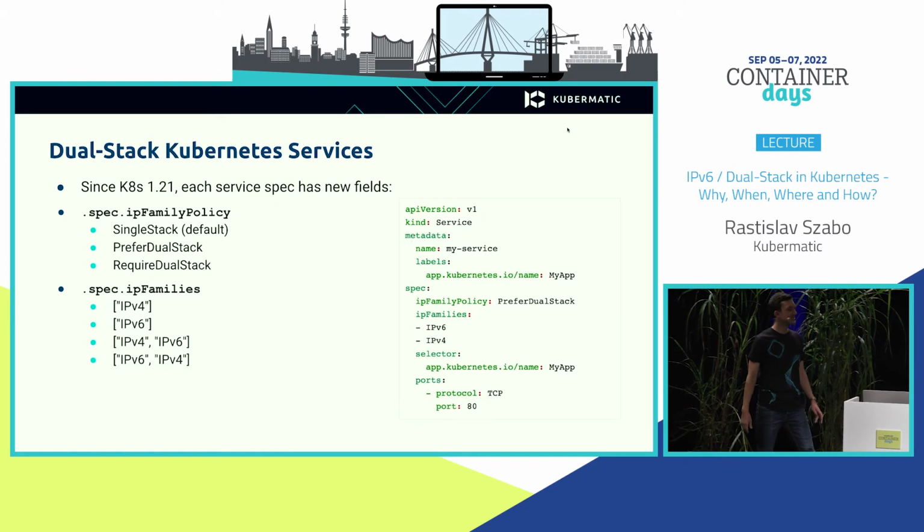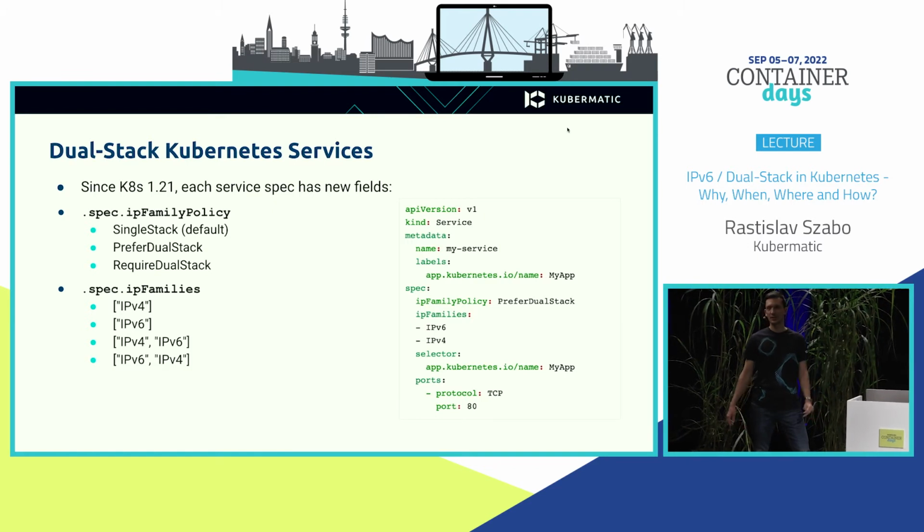Going back to Kubernetes services, as I mentioned, you have full flexibility on how you expose your services. Since Kubernetes 1.21, each service spec has two new fields. One is called spec.ipFamilyPolicy, where you can tell Kubernetes whether you want that service to be single stack or dual stack. If it's dual stack, you can request it via PreferDualStack or RequireDualStack.